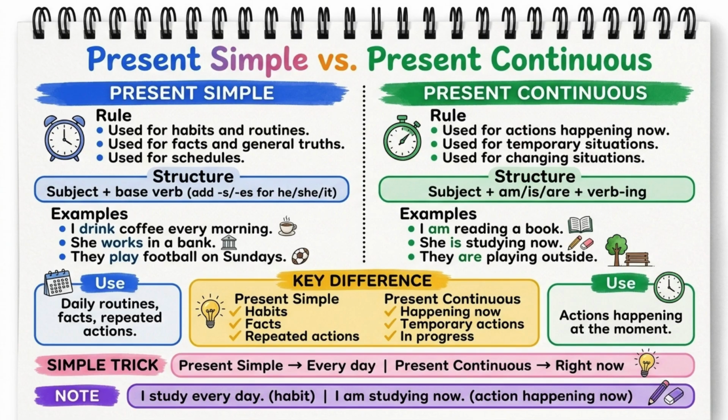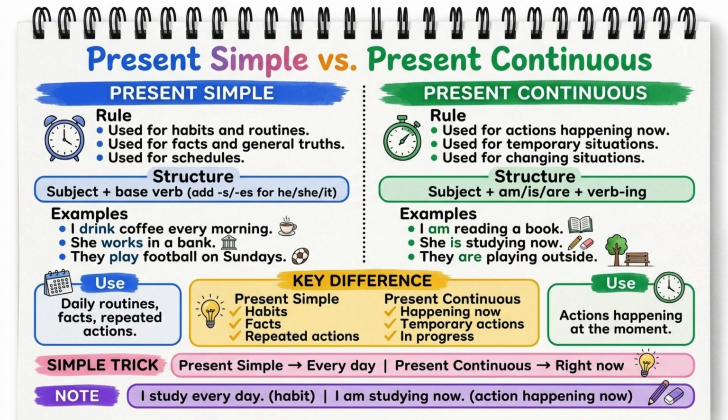Here's a simple trick to remember. If you hear words like every day, usually, always, or often, you will probably use the present simple. If you hear words like now, right now, at the moment, or currently, you will probably use the present continuous.